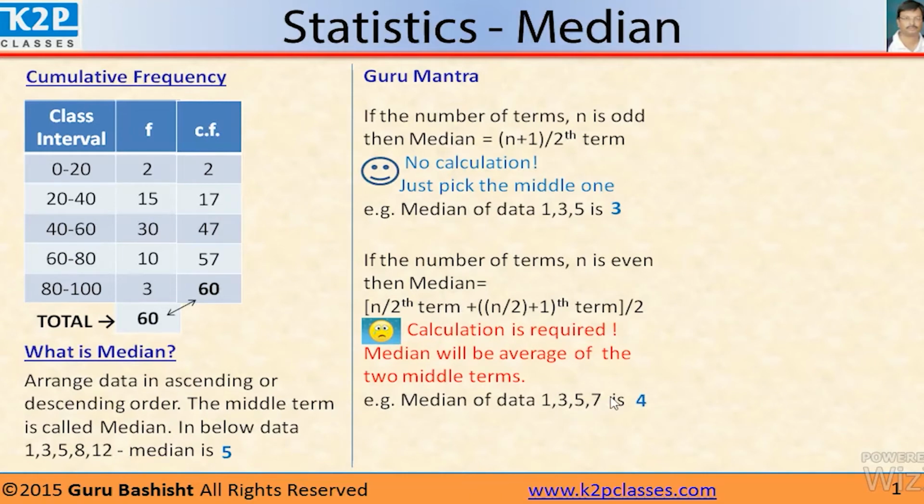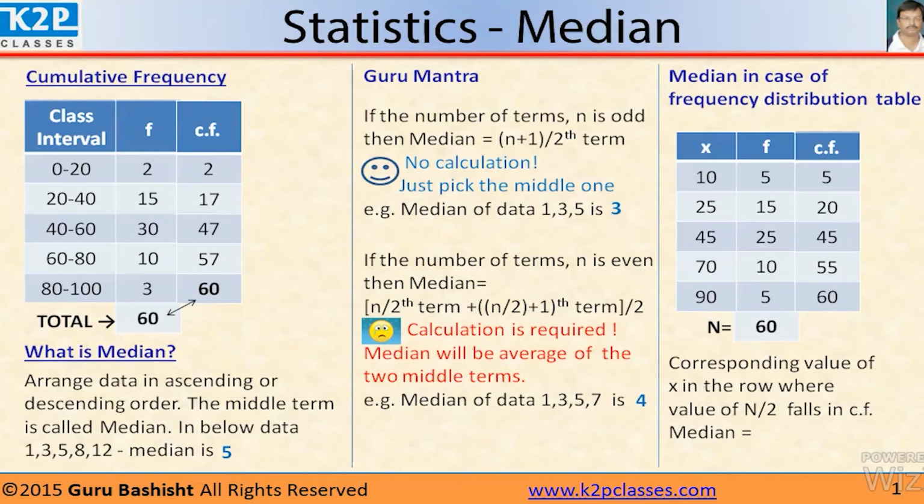So here we see that if the number of terms is odd, it is very easy. Just pick the middle one. If the number of terms is even, then just pick the n by 2 th and (n by 2 plus 1) th terms, add them and divide by 2. That is the median.